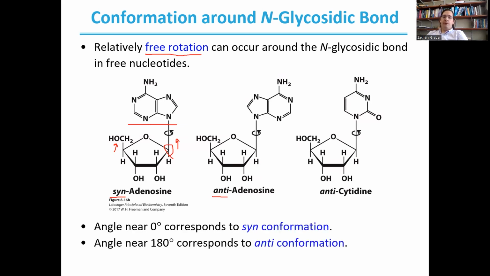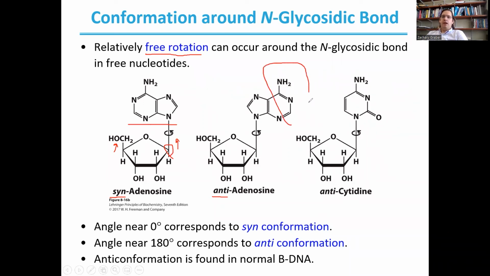So this would correspond to a 0-degree angle of our N-glycosidic bond for the syn conformation, or a 180-degree angle for our anti-conformation. We commonly tend to see the anti-conformation in our normal DNA structure, but there are some scenarios where that syn conformation will be useful as well. So the advantage of our anti-conformation is it kind of points those key hydrogen bond donors and acceptors out away from our sugar ring, where then we'll be able to bond with other hydrogen bond donors and acceptors.